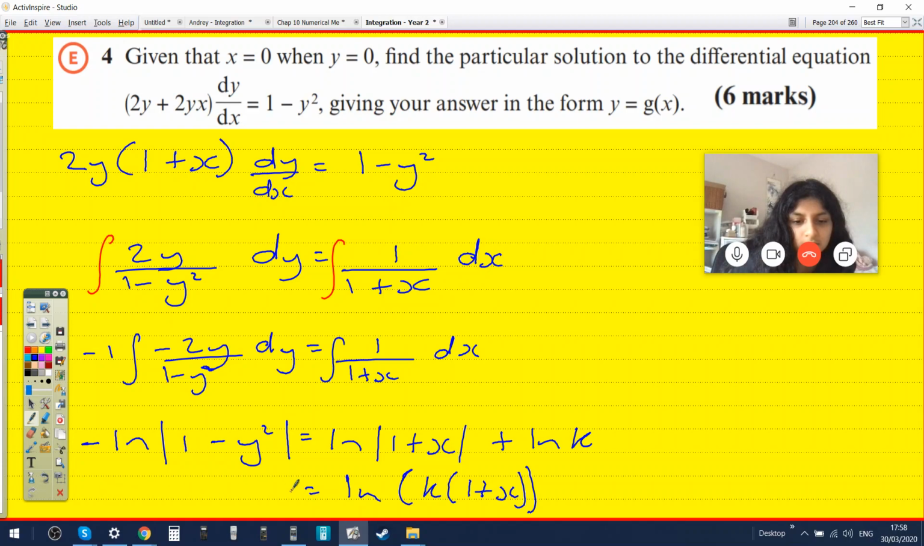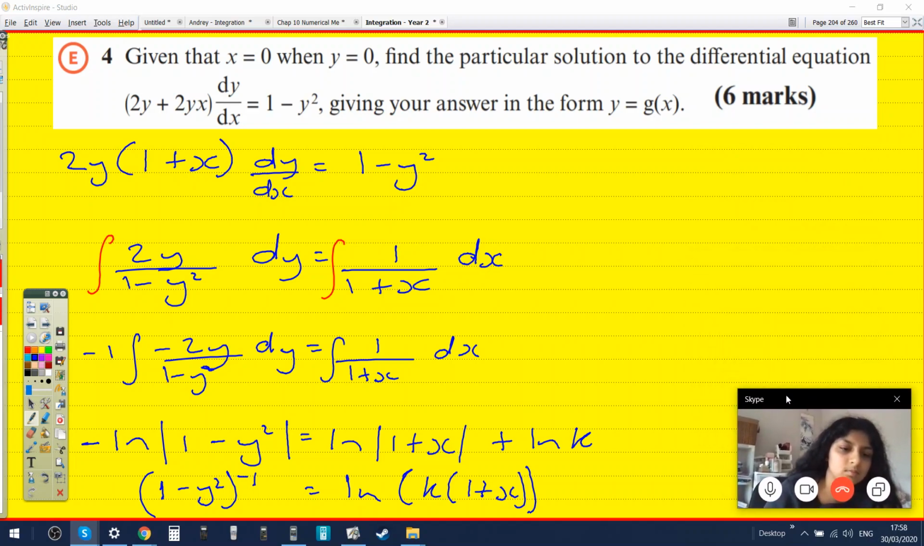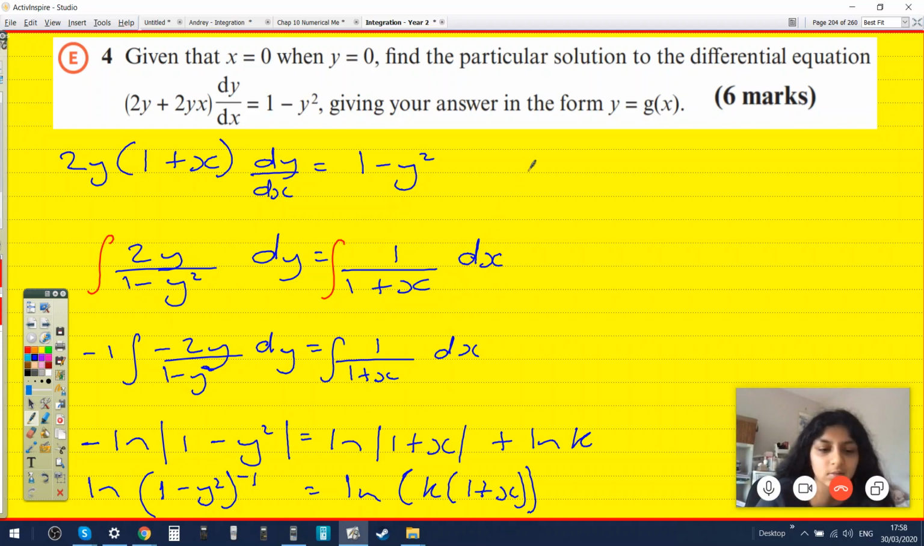Remember, we have to have 1 minus y squared to the power of minus 1. Log rule, because we have to have just ln at the front. Can't have anything else. But even if you had the minus, you'd get the wrong answer. And so you raise both to the power of e.